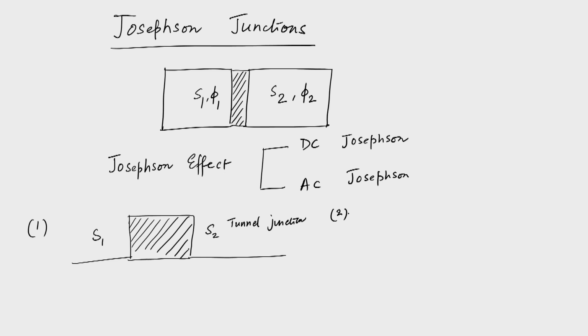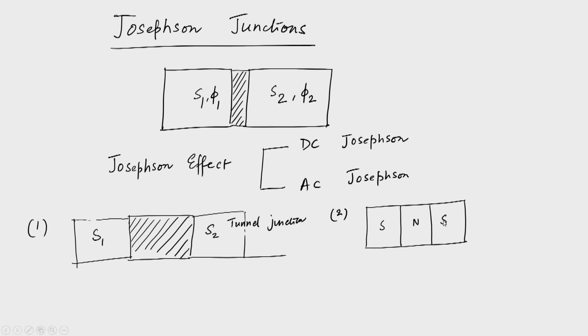And then one can have S N S, where N is a normal metal junction. These are called proximity junctions.